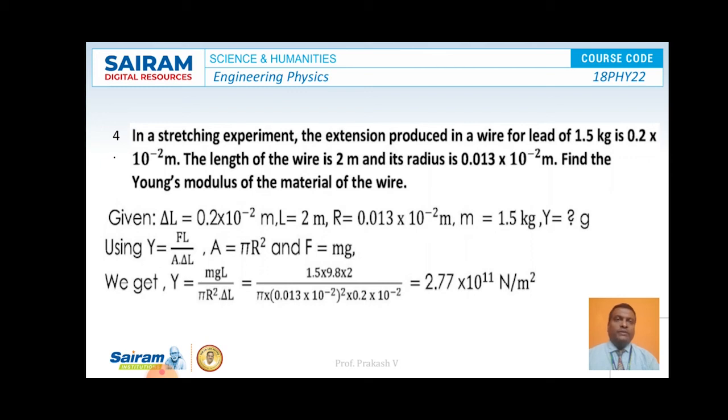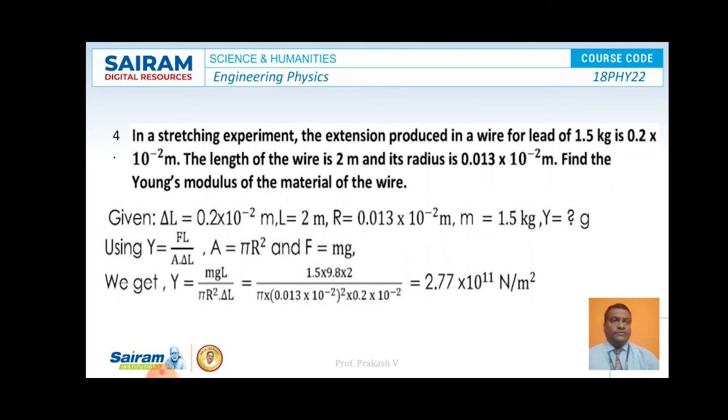Substitute the value of m, g, L, r and delta L in the formula. Then on simplification, the value of Young's modulus is equal to 2.77 into 10 to the power of 11 Newton per meter square. So this is the value of Young's modulus of the material after doing calculations.